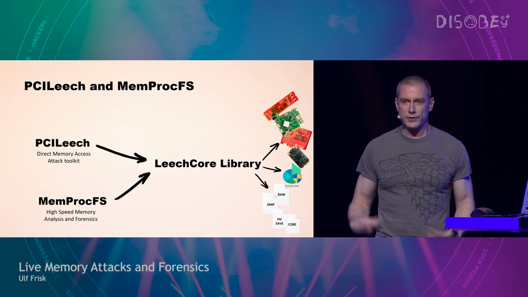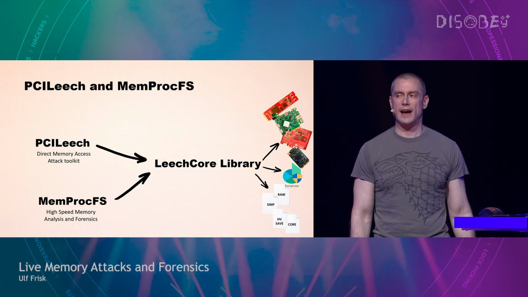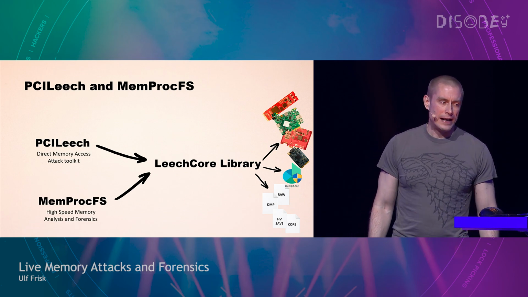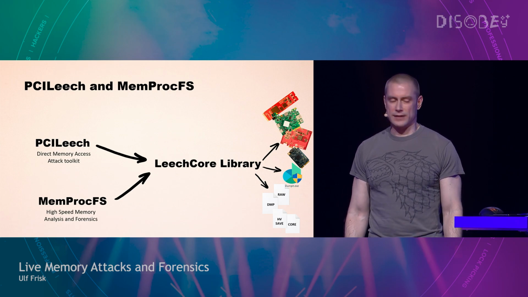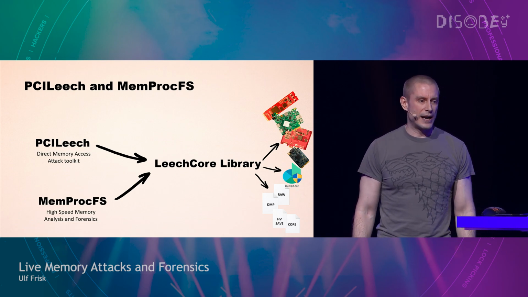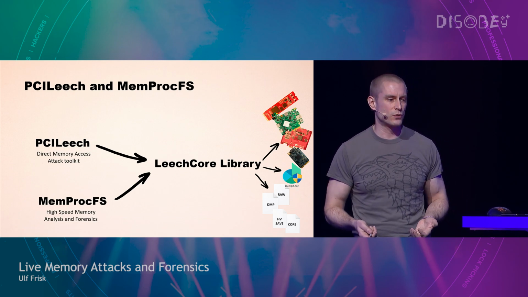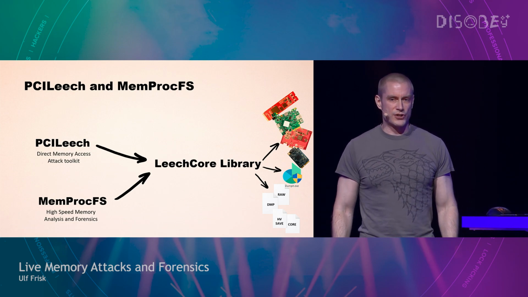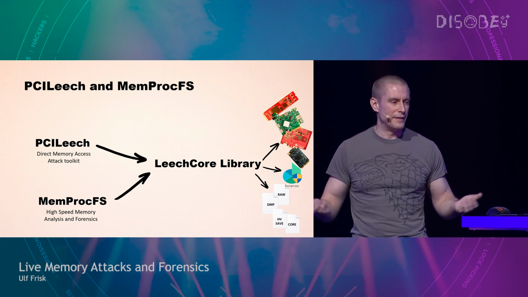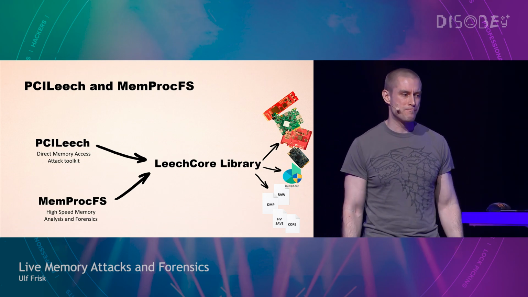So this is how the two tools that I will be talking about here today relate to each other. We have PCILeech, which is really focused more on attacks and red teaming. And we have MemProcFS, which is high-speed memory analysis and forensics. They both use the same backend library, which allows me to capture physical memory from various kinds of memory sources. Besides the hardware sources, I can also use WinPmem, a driver, or DumpIt to capture live memory from a running system, or read various memory dump file formats.